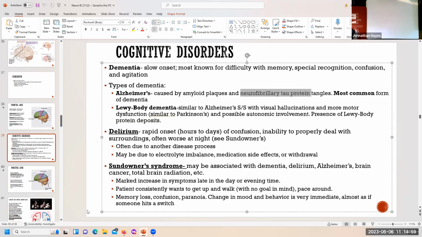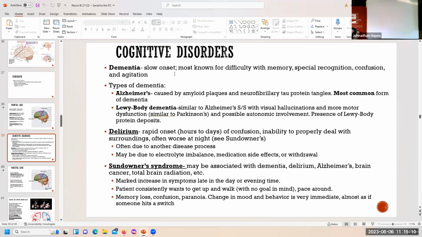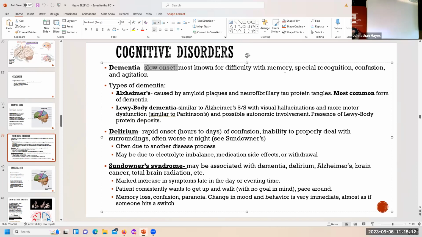The reason we've heard of this one so often is because it is the most common form of dementia. Okay? So typically with dementia, because it's age related, it's going to be a chronic disease, slow onset. Usually there are difficulties with memory. This, I think, at one time was supposed to say spatial recognition. It has somehow changed into special recognition. So let's go ahead and change that back.